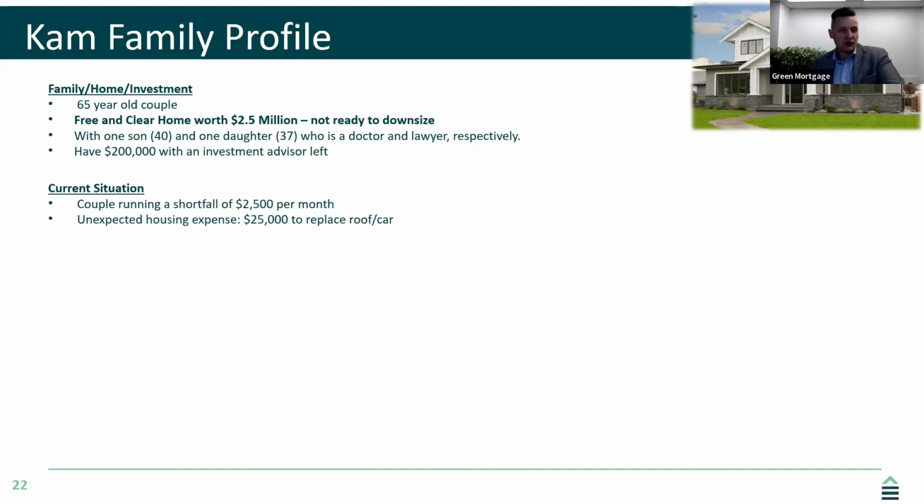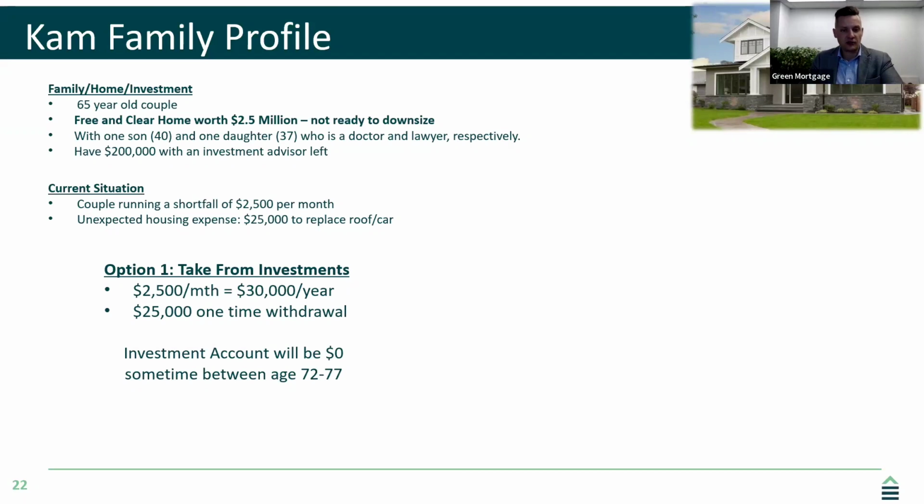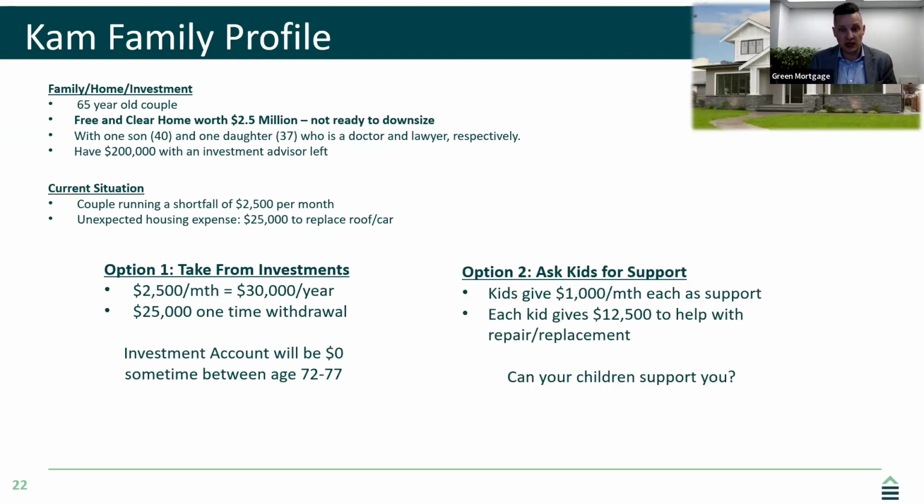So the current situation was that they're in a cash shortfall position of $2,500 a month, and they're expecting an expense coming up of about $25,000 to replace their roof and also maybe buy a new car. Their option one was just to take money from their investments, and $2,500 a month is about $30,000 a year, plus they need to take out $25,000 up front. Their investment advisor advised them that somewhere between age 72 and 77, depending on the interest gains on their investment portfolio, their investment account would eventually be drained, and then they'd be back to needing to figure out something. And maybe that's downsizing, or maybe that's doing something else.